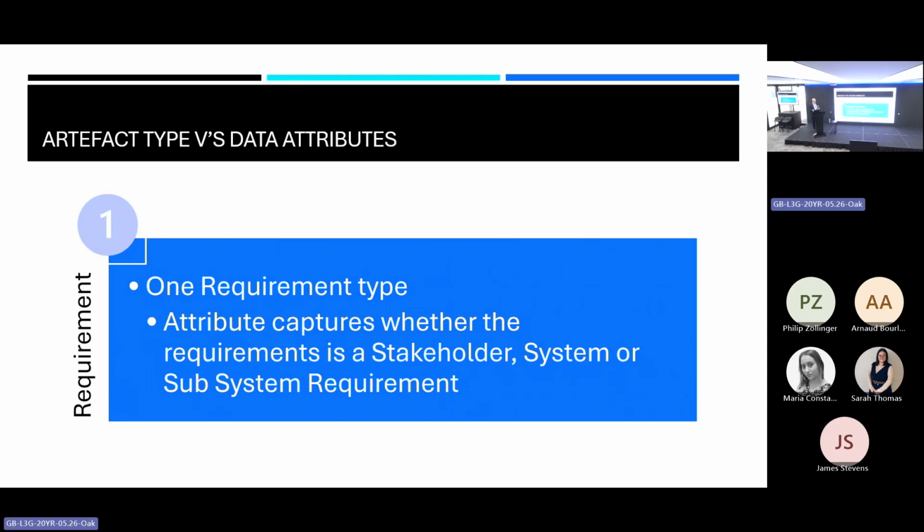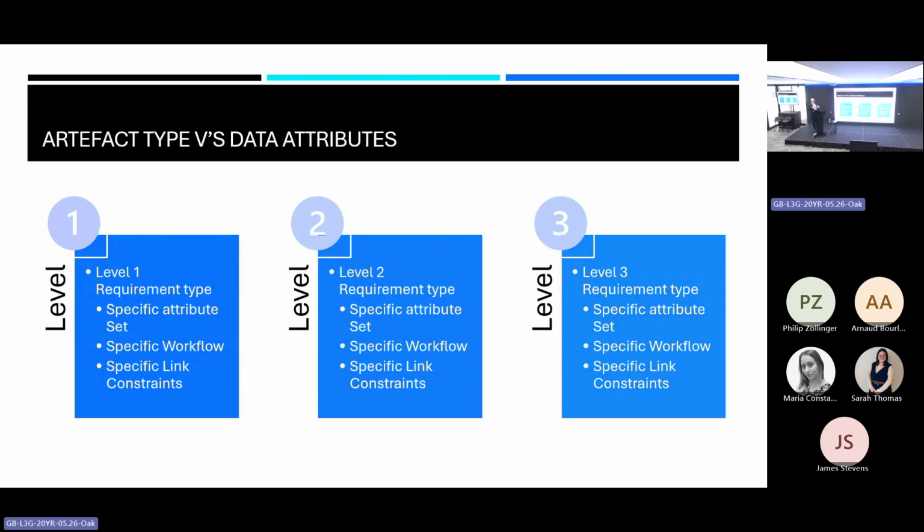What we tend to find is that one of the recommendations we have is that for each different level of decomposition, you have a different requirement type. For each of those different artifact types, you have a different set of attributes. You can set a specific workflow to manage that as well. You've got stakeholder level 1 requirements, and the next level down, your system requirements. You might have a different workflow for getting those through the system, and different attributes you want to capture against each of them.